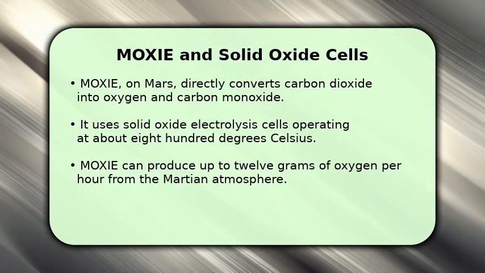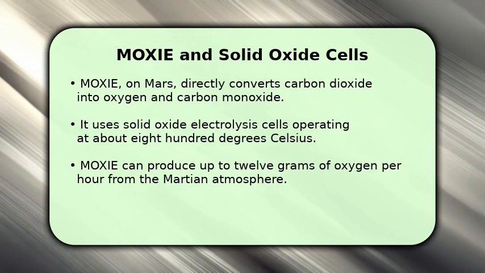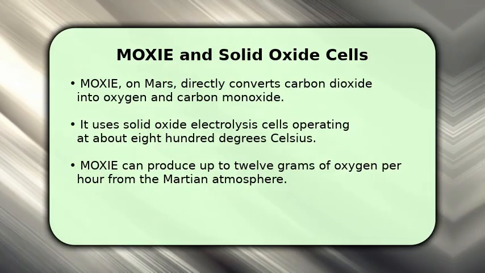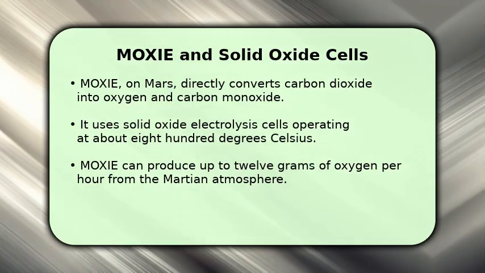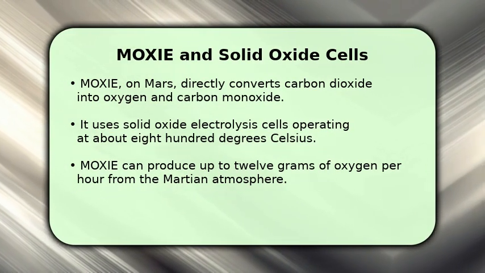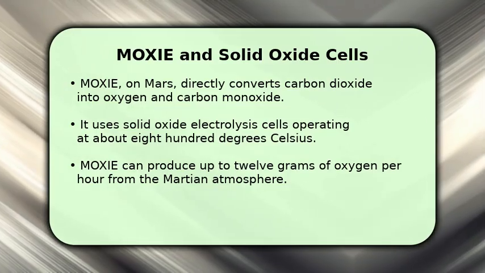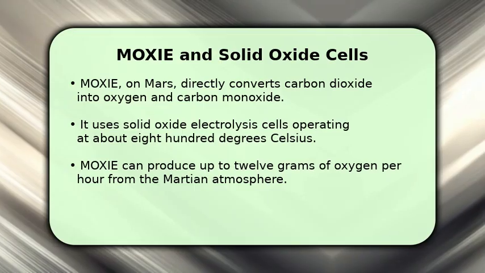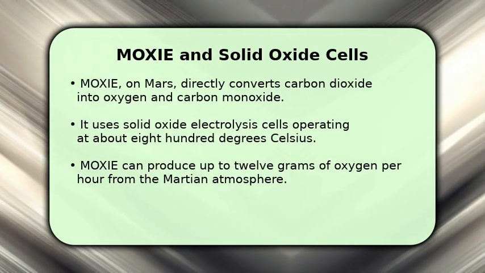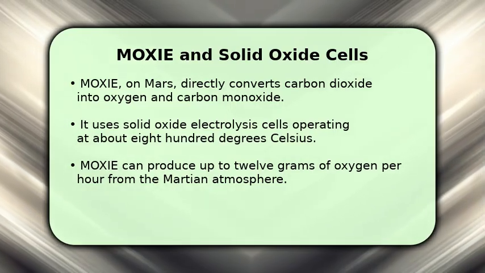A remarkable example is the MOXIE instrument on NASA Perseverance rover, which directly converts Martian atmospheric carbon dioxide into oxygen. MOXIE utilizes solid oxide electrolysis cells, operating at extremely high temperatures, around 800 degrees Celsius. These cells electrochemically split the carbon dioxide molecule. This innovative device has successfully demonstrated the ability to produce approximately 12 grams of oxygen per hour on Mars.